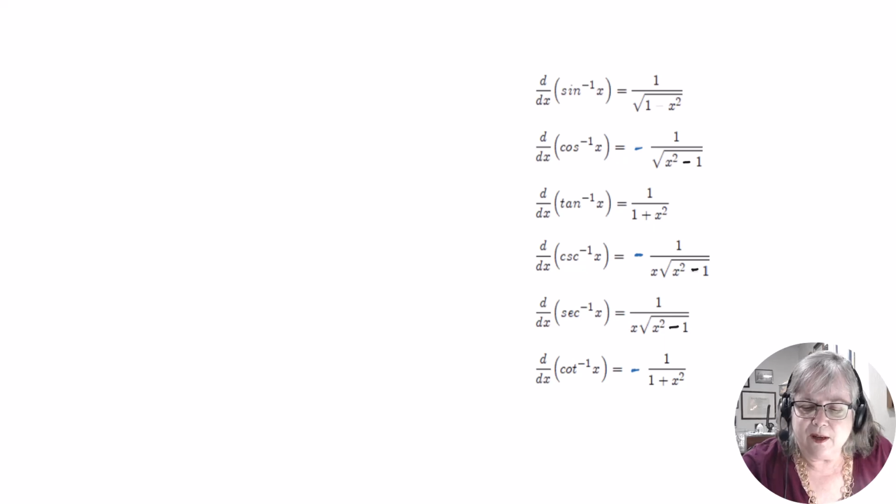Now, what you're looking at is you're looking for patterns. So, for instance, if you saw something like 1 over the square root of 1 minus x squared, you would look through this pattern and go, okay, that would be the derivative of the inverse sine. So let's get started with just that.